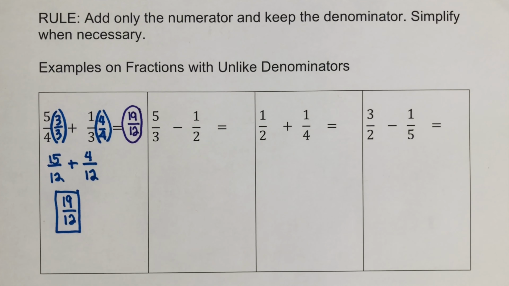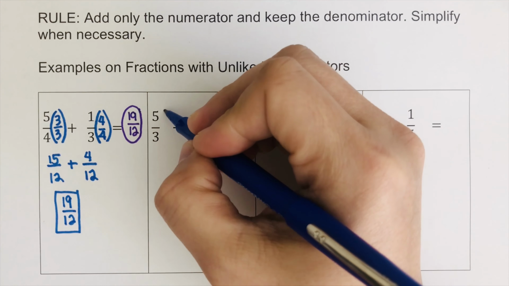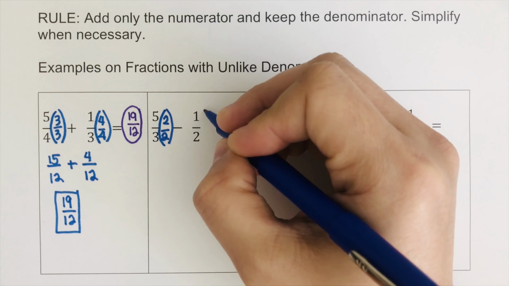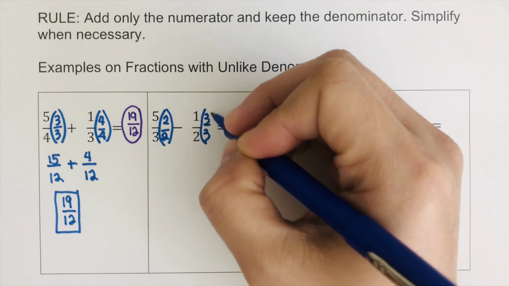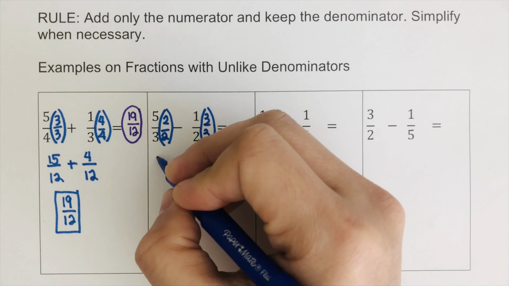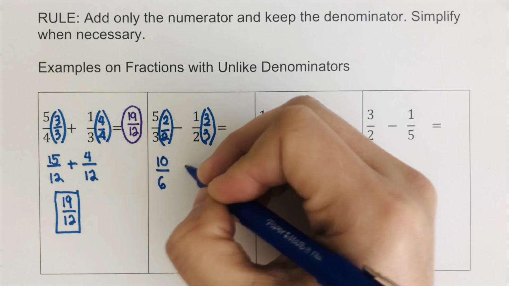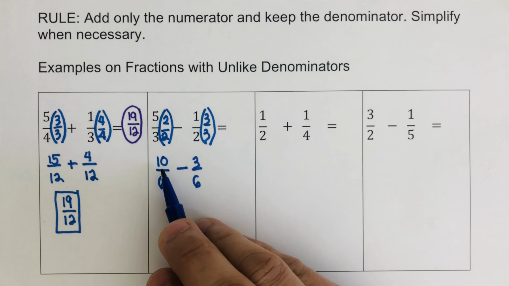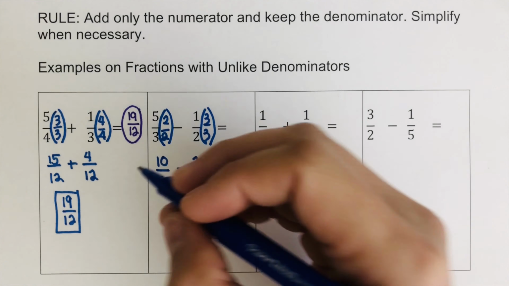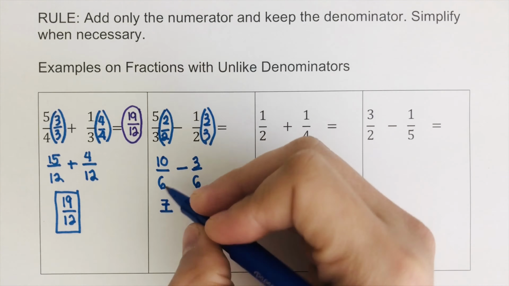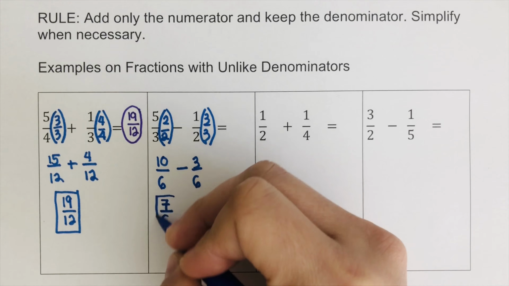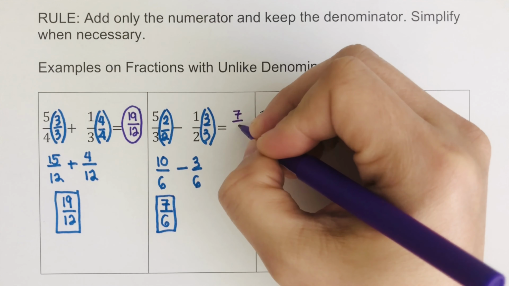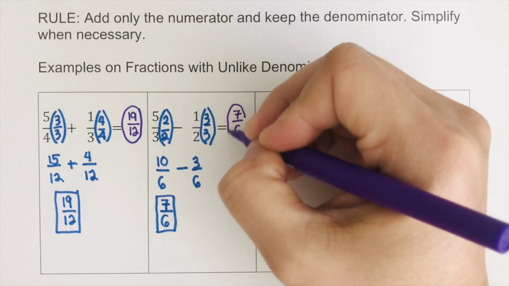So let's have the subtraction. Do the same thing. The number that we're going to put in here would be 2/2. And on the second, that would be 3/3. And then we multiply them across. So that would be 10/6 minus 3/6. So 10 minus 3 is 7. And then we copy the denominator, and that is 6. So that is 7/6. Okay. So that's the answer for the first two.